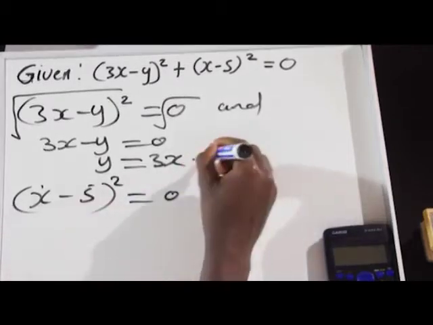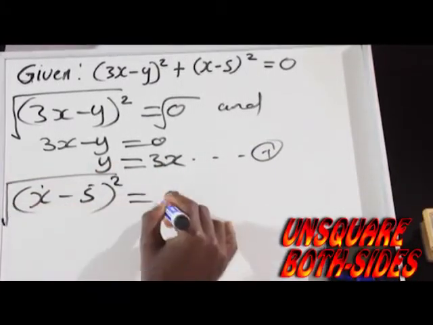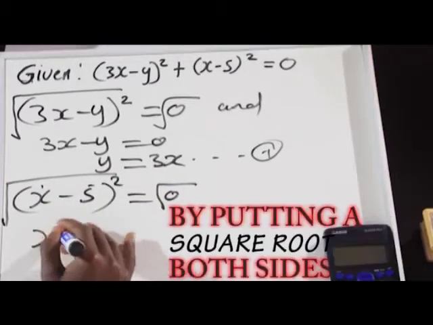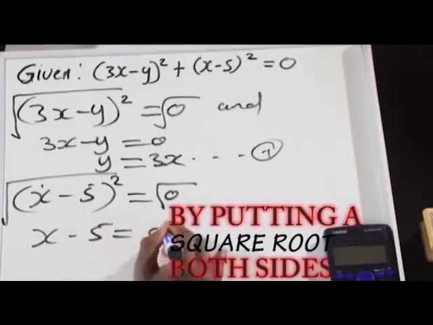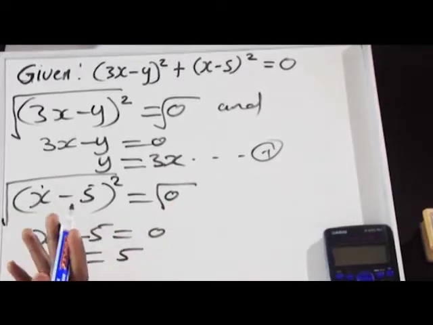Now we have this kind of question. We come to another question. We can make it equation 1. Then we come here again. We take the square root of both sides. Then we are left with x minus 5 equals 0. Then your x is going to be equal to 5.